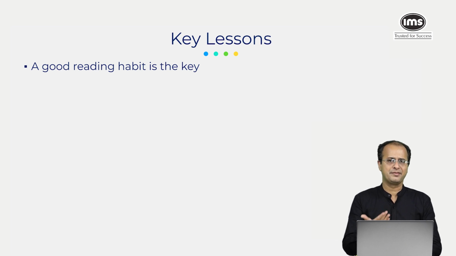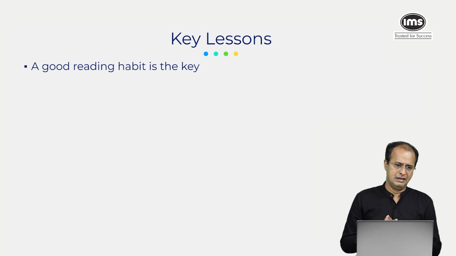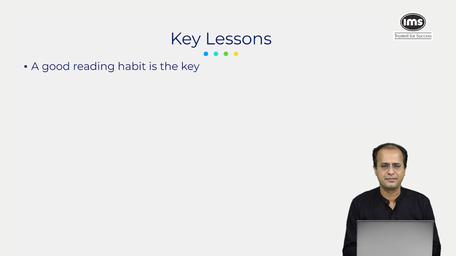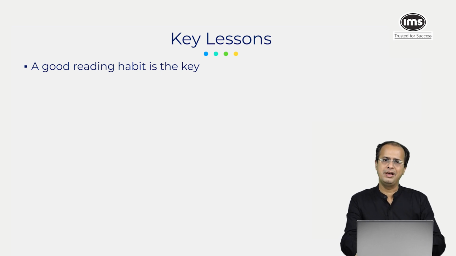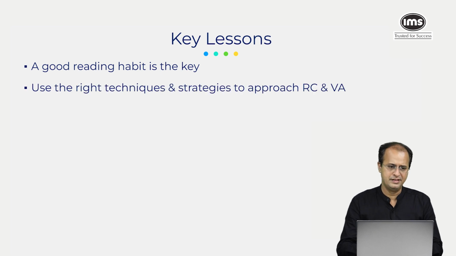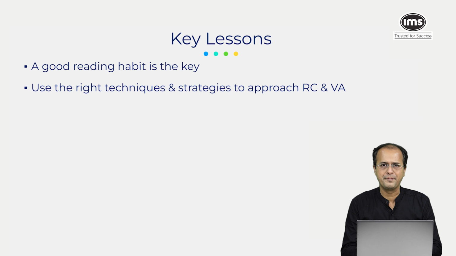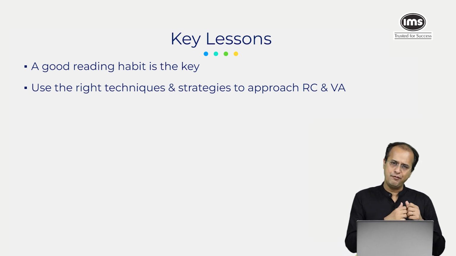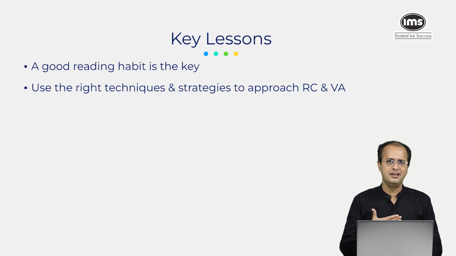Now, what are the key lessons from what we have just discussed? One, a good reading habit is the key. If you are a reader, that will help you do well on the CAT verbal section. Second, use the right techniques and strategies to approach RC and VA. Now, what do I mean by this? If you look at a master class, if you look at the method that we use to approach an RC, please use the right techniques to approach these RCs. It will help you do well.